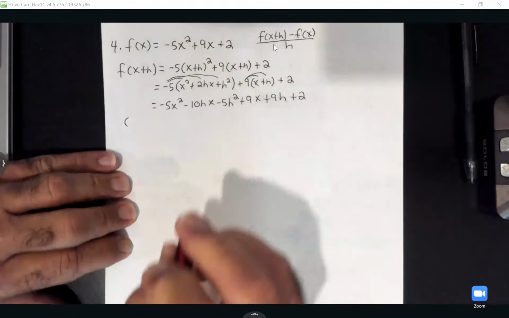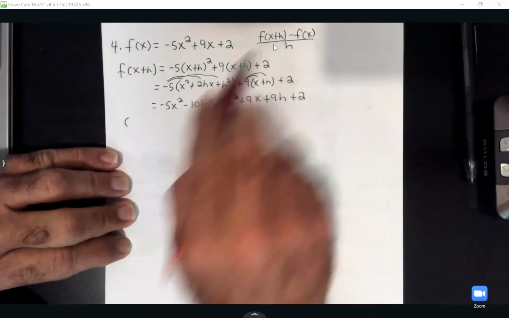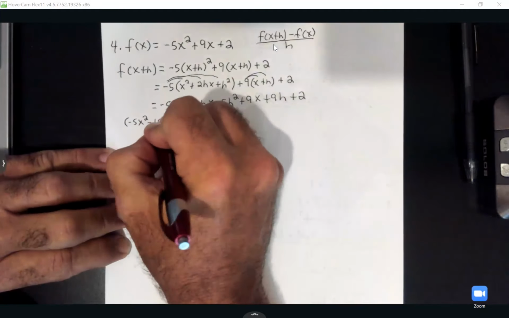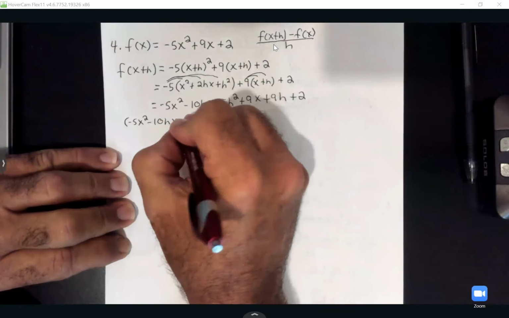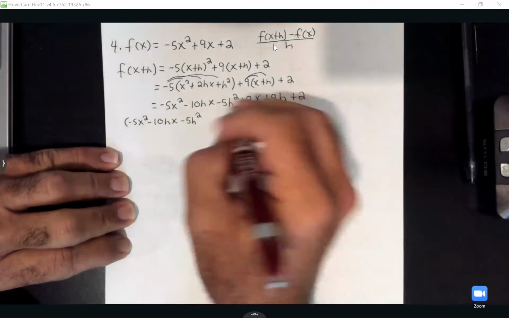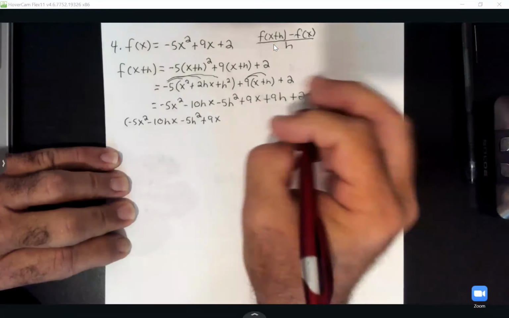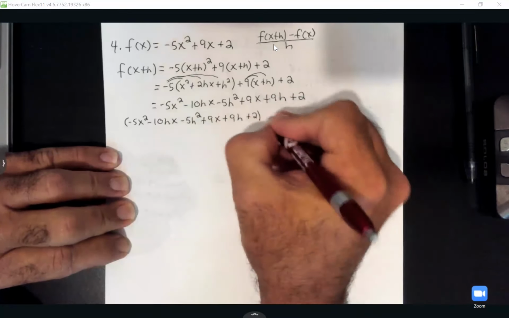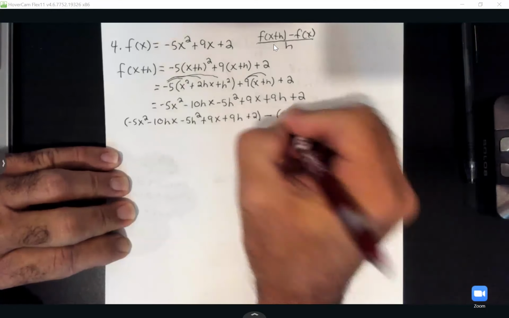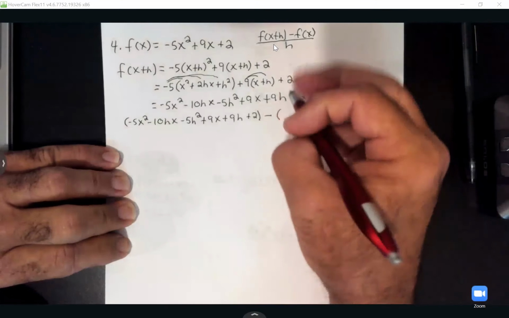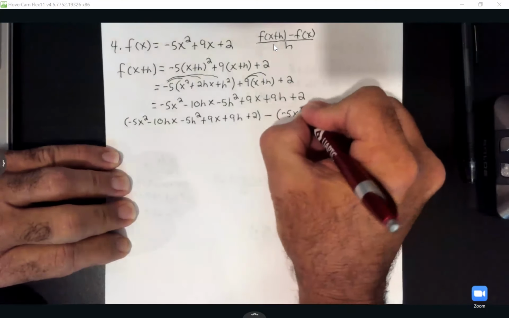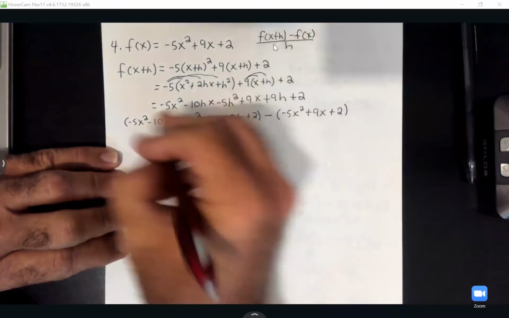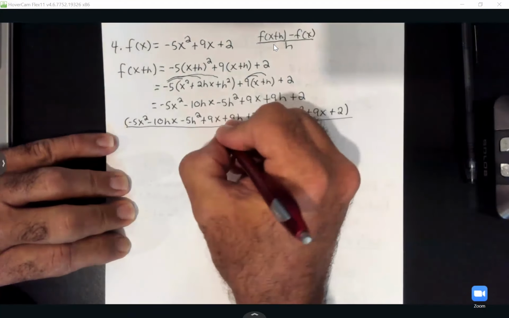So let's plug it into our formula. F of x plus h is all of this, negative 5x squared minus 10hx minus 5h squared plus 9x plus 9h plus 2. That's going to be minus my f of x. Well, they gave us that up here. That's negative 5x squared plus 9x plus 2. All of that over h.